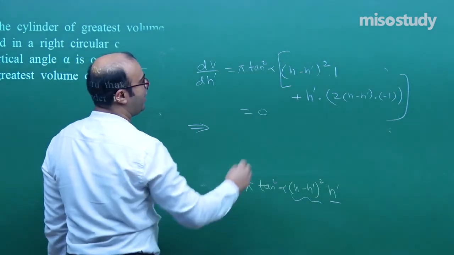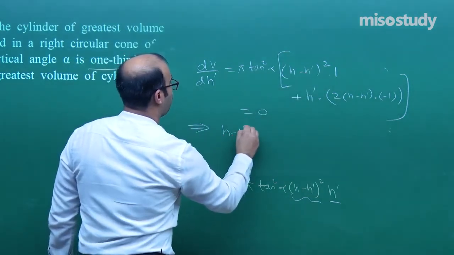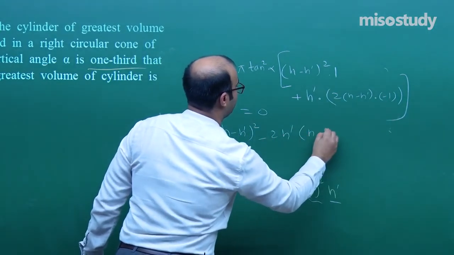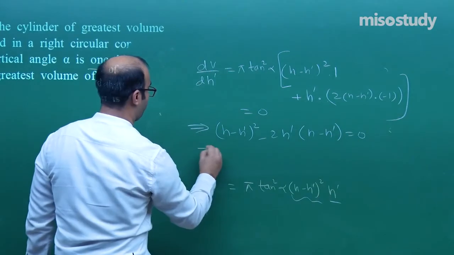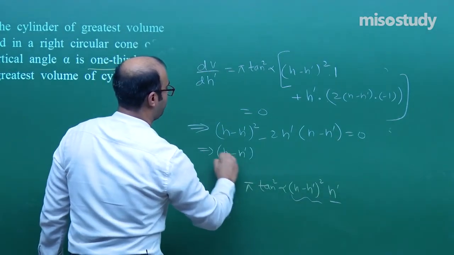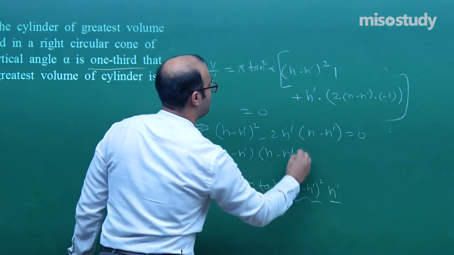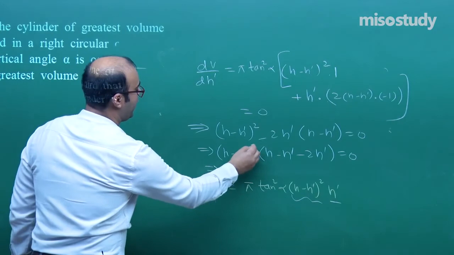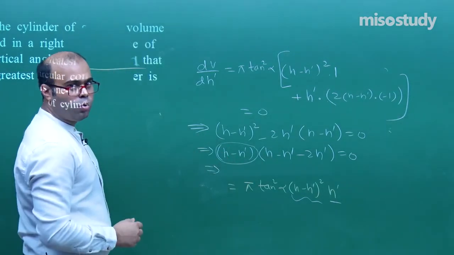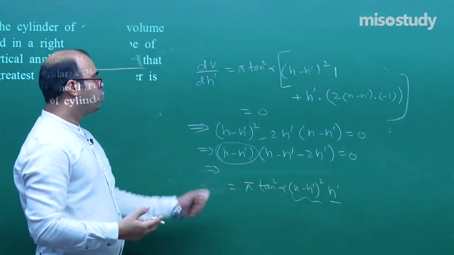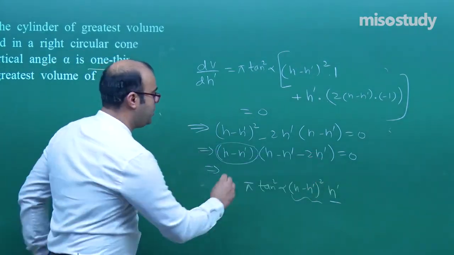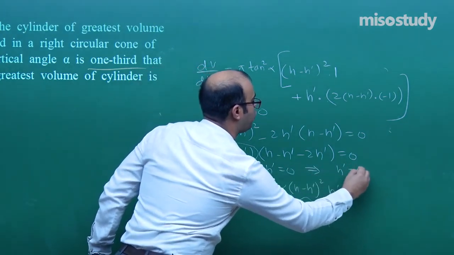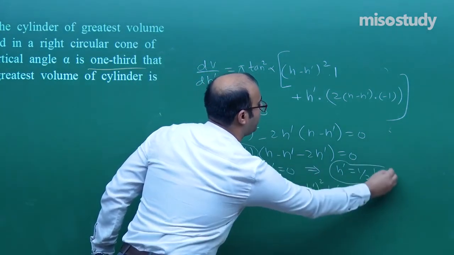Pi tan square alpha will vanish. This is h minus h dash whole square, minus 2 h dash into h minus h dash, that is equal to 0. h minus h dash is taken as common, so it becomes h minus h dash here, minus 2 h dash here, is equal to 0. What do you get here? Since h minus h dash cannot be 0, height of the cone and cylinder cannot be equal obviously. So this is not possible, this is 0, which means h minus 3h dash equal to 0, which means h dash is equal to 1 by 3 of h. This is what we had to prove.